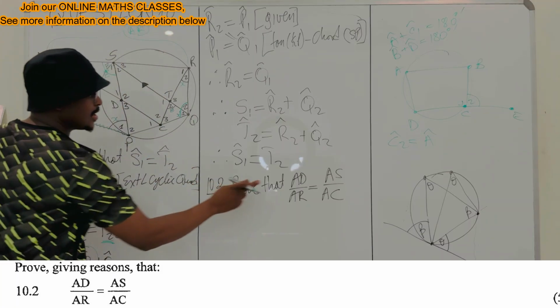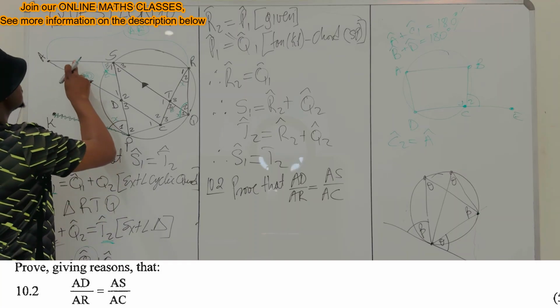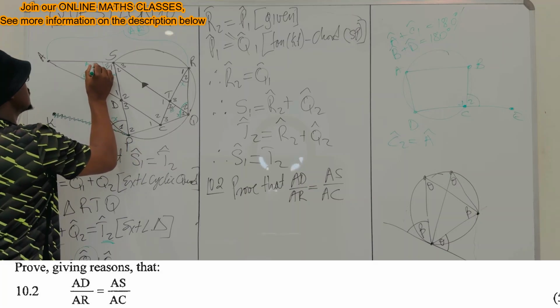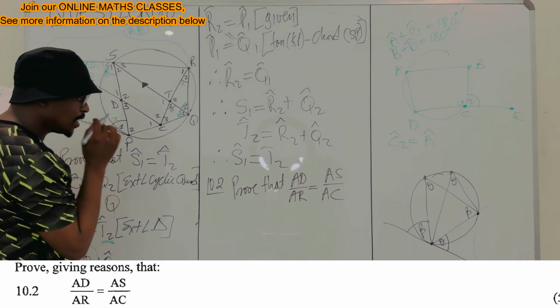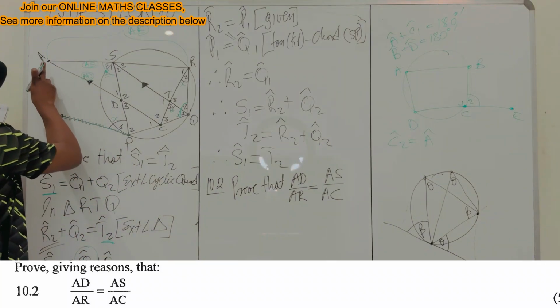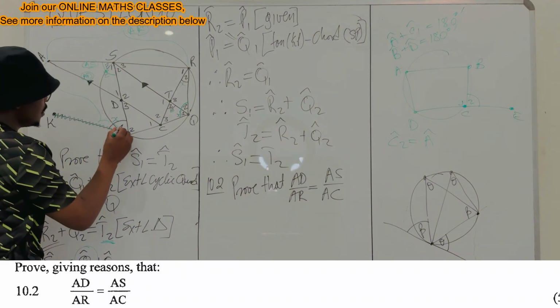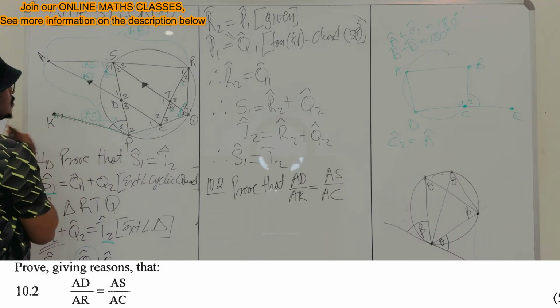AS. Where is AS? AS is this small length here. So I'll write it inside here. The small length from here to here, okay? What else? AC. Where is AC? AC is the length from here to there. So it's this entire length from here to there. So we're calling it AC.